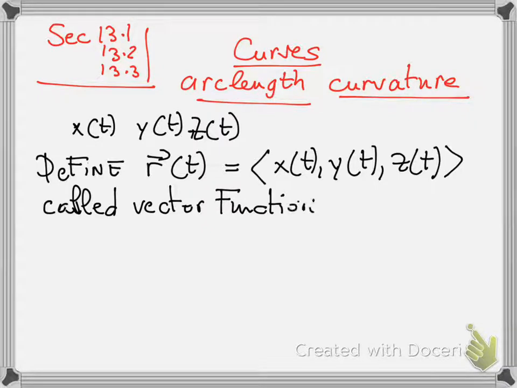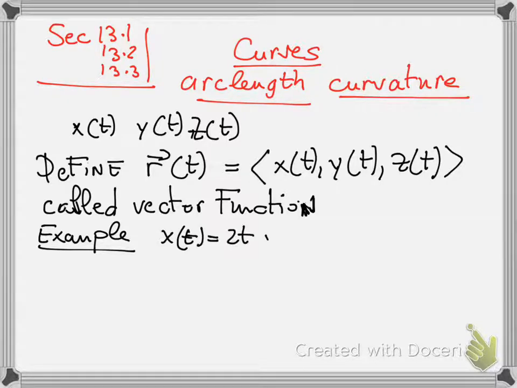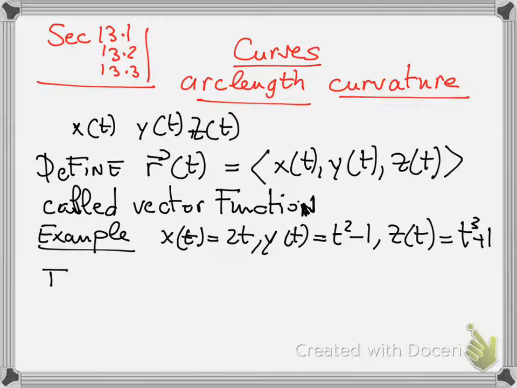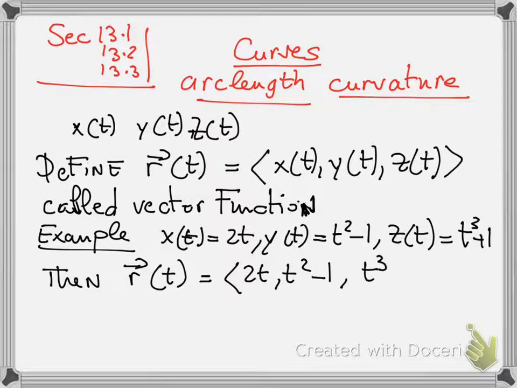So for example, let's say x of t is equal to 2t, y of t is equal to t squared minus 1, and z of t is equal to t cubed plus 1. Okay, so we have this vector function r of t, that would be 2t, t squared minus 1, and t cubed plus 1, right? Where t here is a real number.